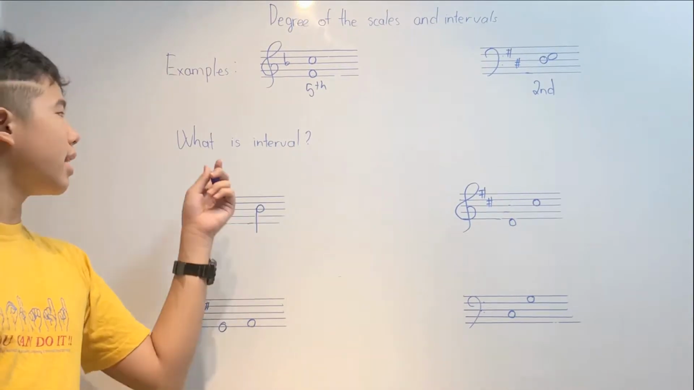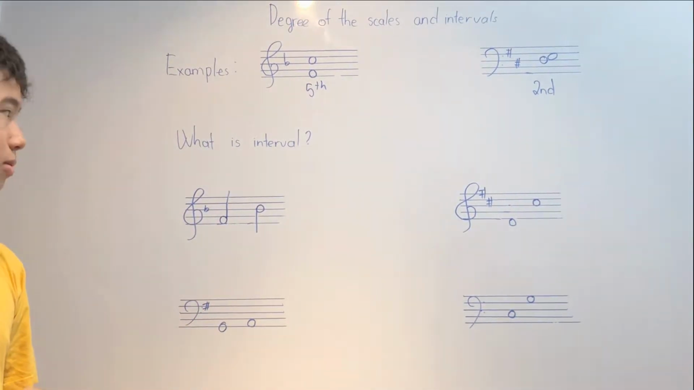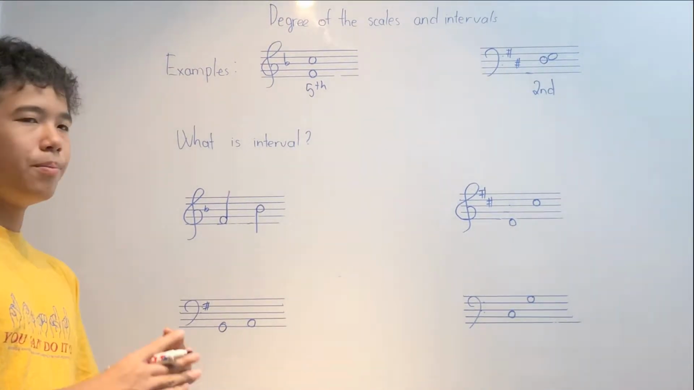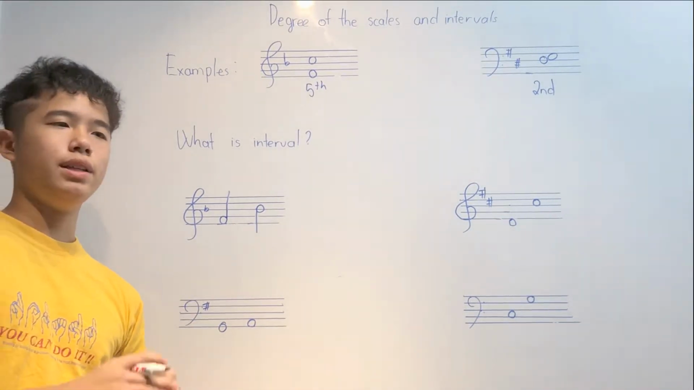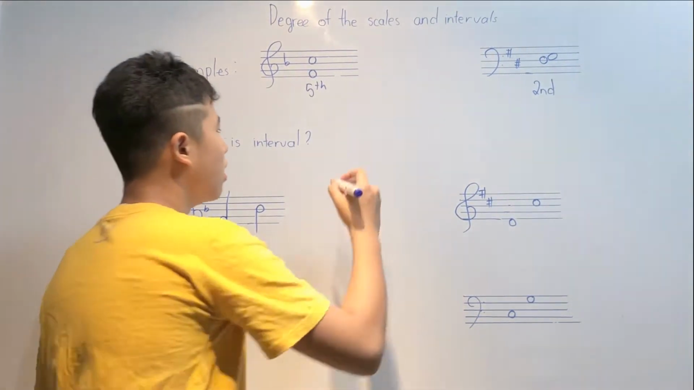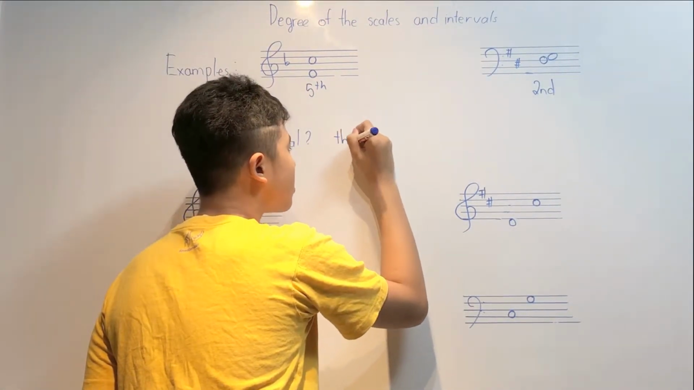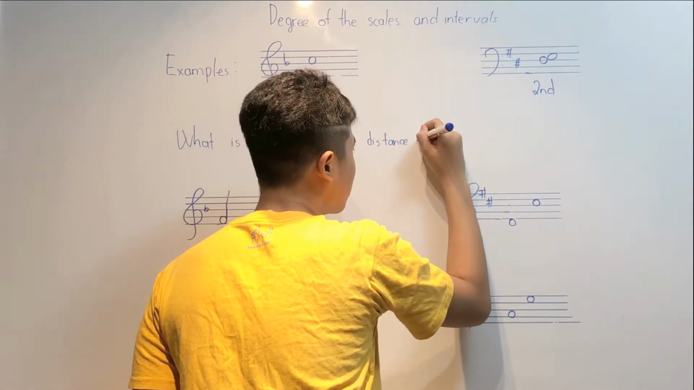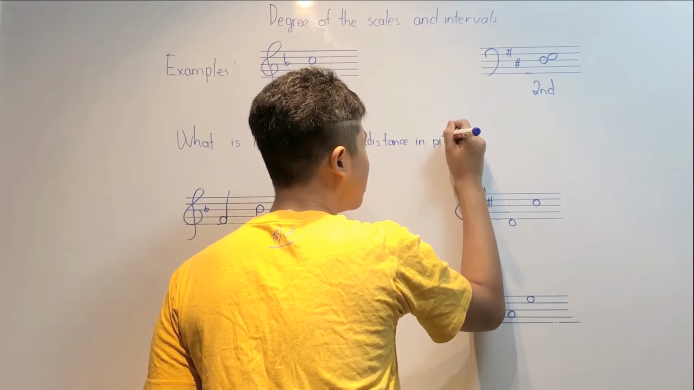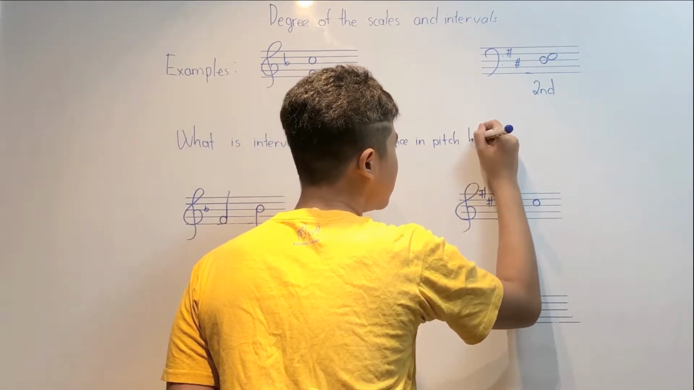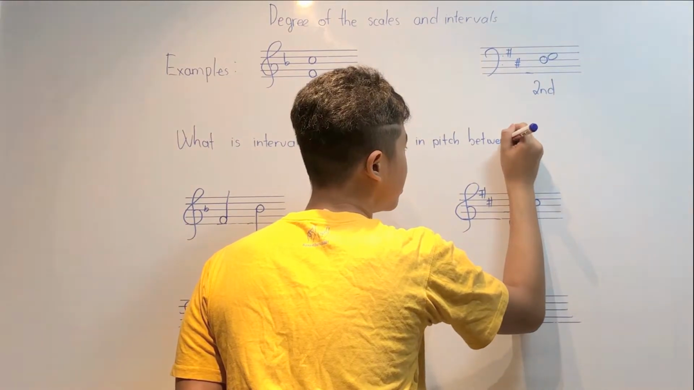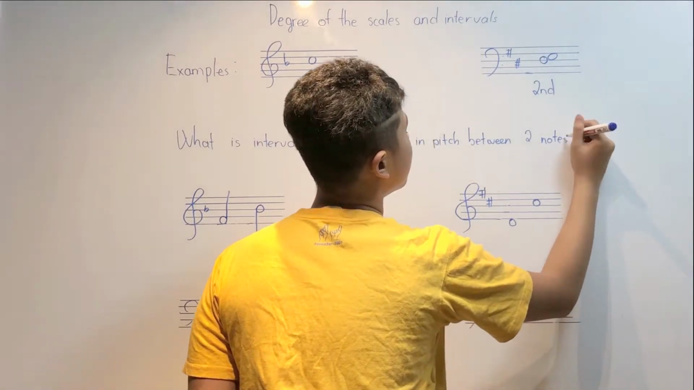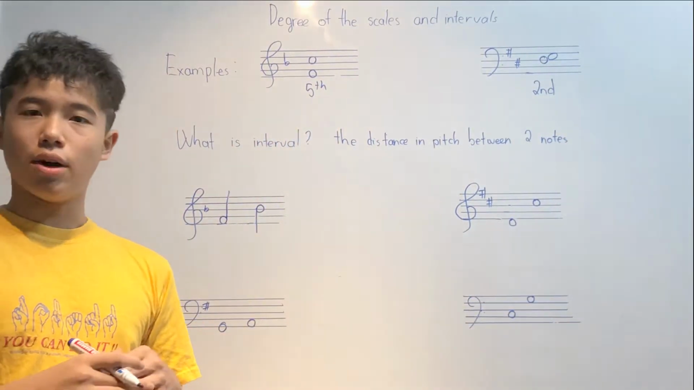And when you understand that, we can move on to interval. Interval, what's that? Interval is the distance between 2 notes, the distance between the lower note and the upper note. So interval is the distance in pitch between 2 notes. And remember, 2 notes standing together will create an interval.